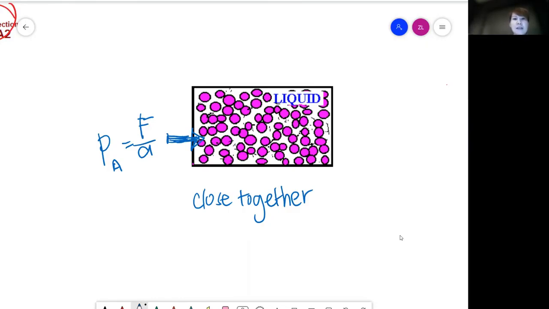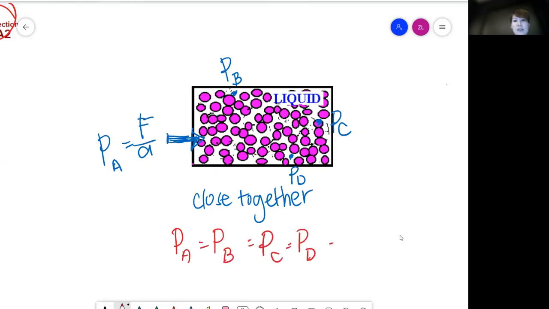Therefore, when you apply a force over an area, the pressure that's exerted will be transmitted equally. And this means that the pressure at this point here, pressure at B, even over here, pressure at C, or even here, pressure at D, they will all be the same. So the pressure at point A will be equal to the pressure at point B, equal to the pressure at point C, and the pressure at point D. In fact, it will be the same throughout, simply because the molecules are packed close together. So therefore, a hydraulic system always uses liquid.